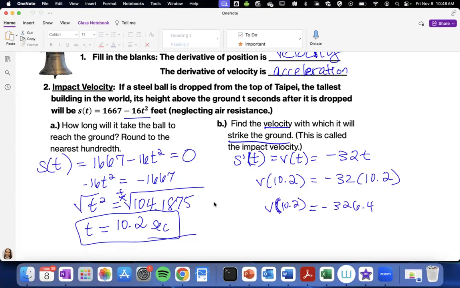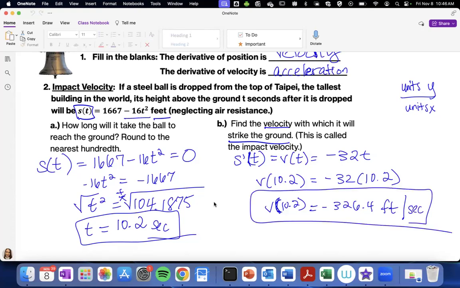Okay, what are my units for velocity? Remember, velocity is a derivative. How do you find the units for a derivative? Units of y over units of x. So it's like slope, y over x. So what are my units for the y value for S of t? Feet, yep. And then over seconds. Feet per second, it's a rate. Okay, does that make sense?